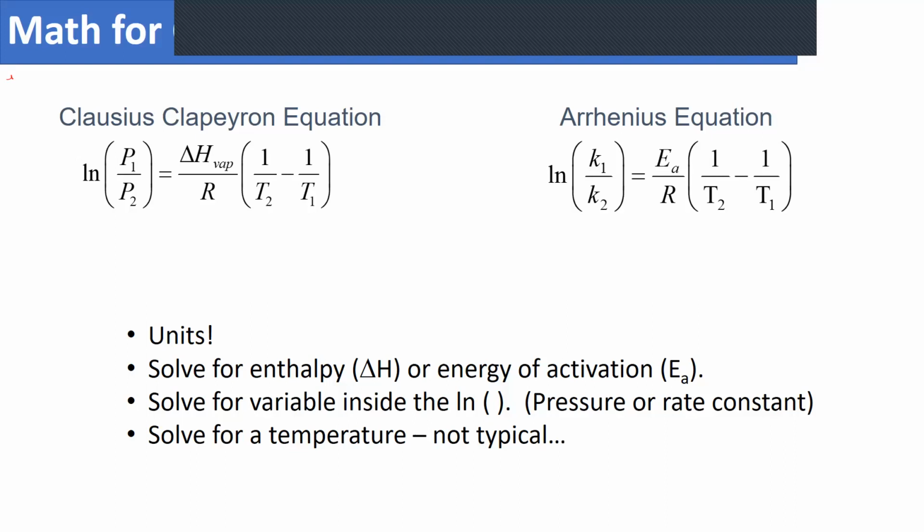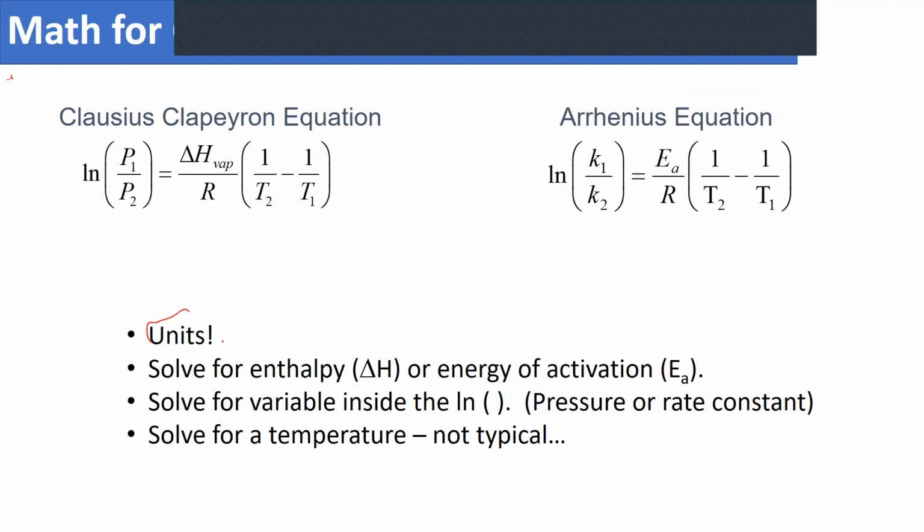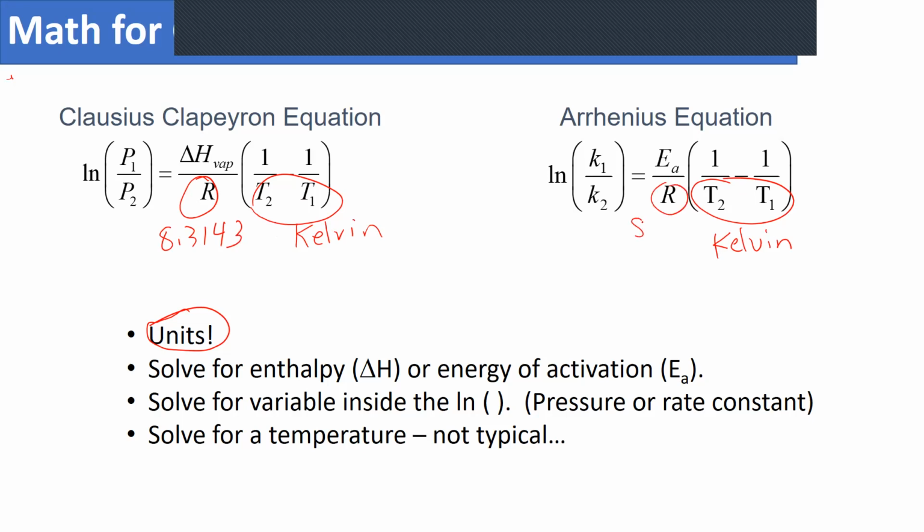So the first thing you have to be aware of is making sure you have correct units. In both cases, the temperatures must be in Kelvin. So if it's given to you in Celsius, make sure you convert to Kelvin. R is 8.3143, or 8.314. There is another version of R that is 0.0821, and that is not the version that you use for these equations.